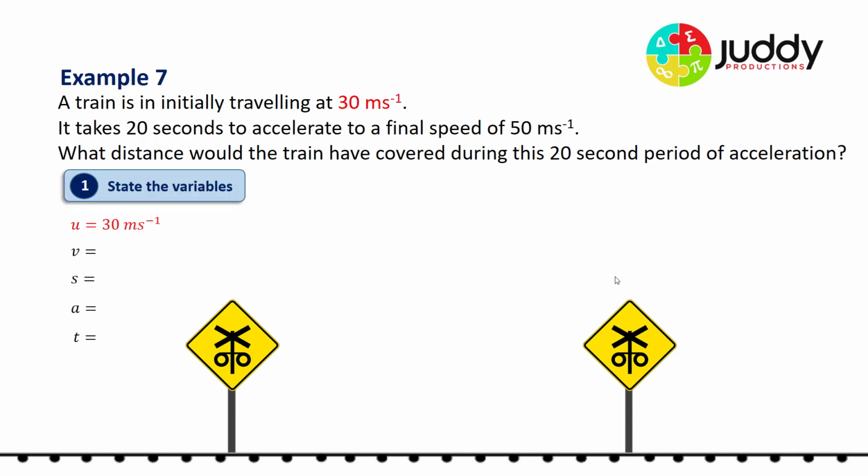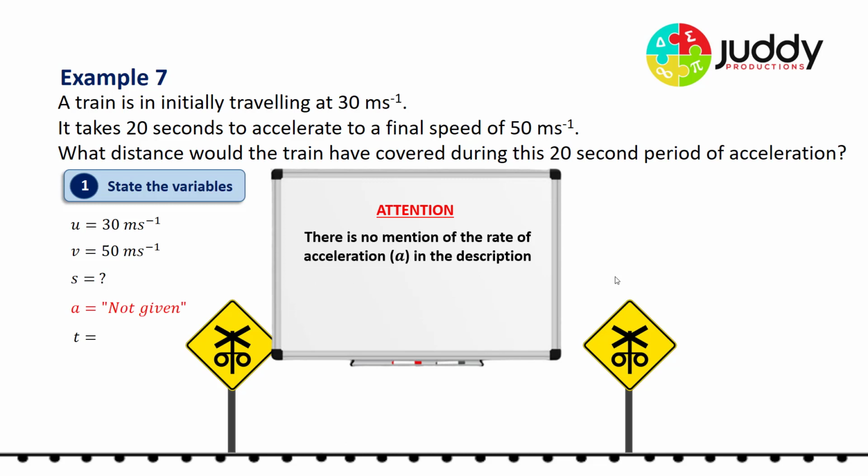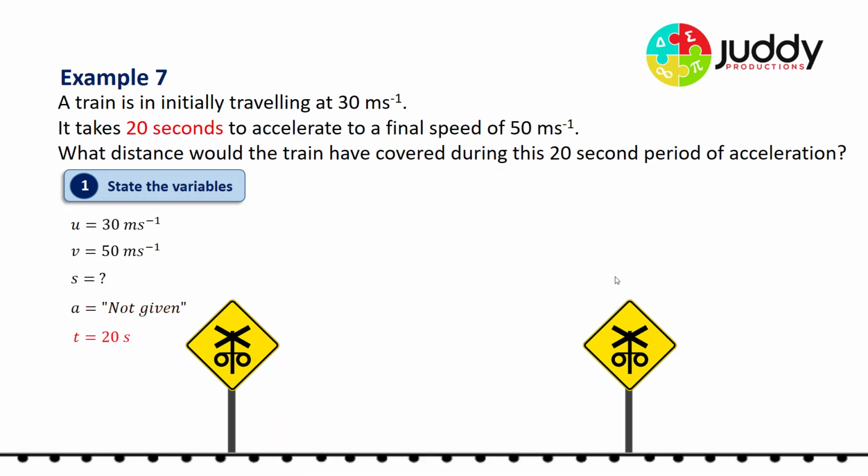So the train is initially traveling at 30 meters per second. It has a final velocity in this description of 50 meters per second. What's the displacement the train would have covered? So s, the displacement, equals question mark. In this case, there is no mention of the rate of acceleration in the description, so that's not given. And the time taken is 20 seconds as stated in the description.